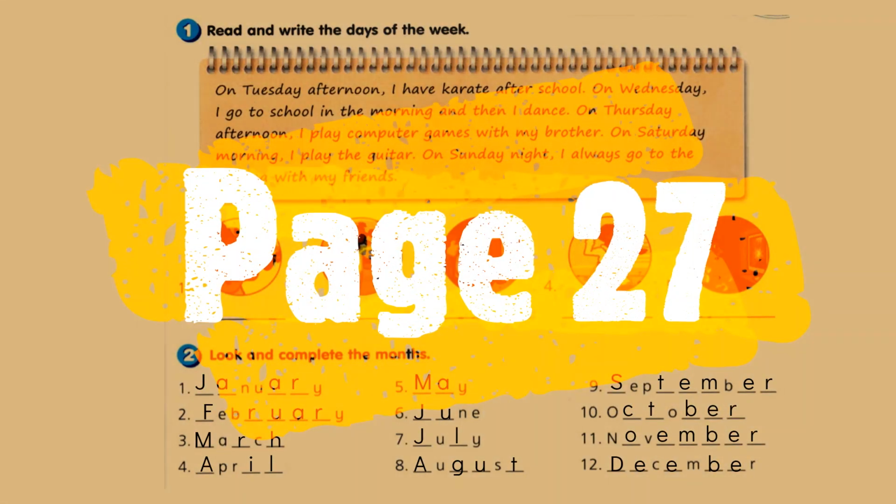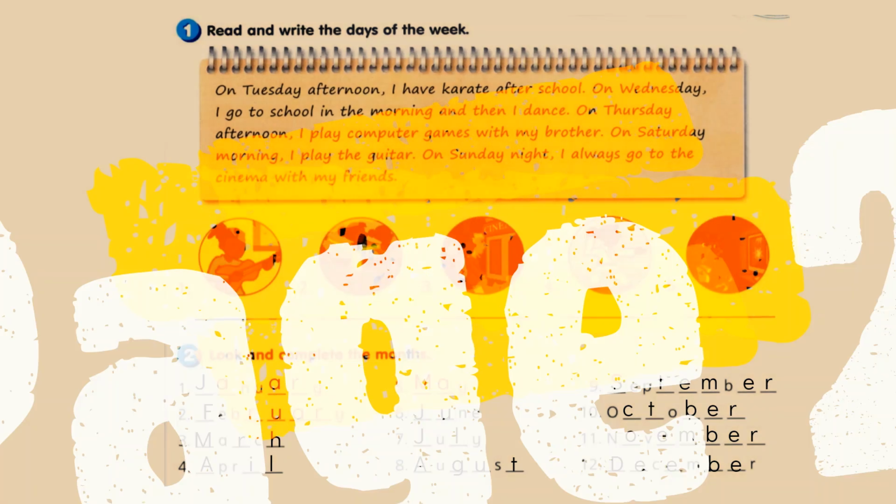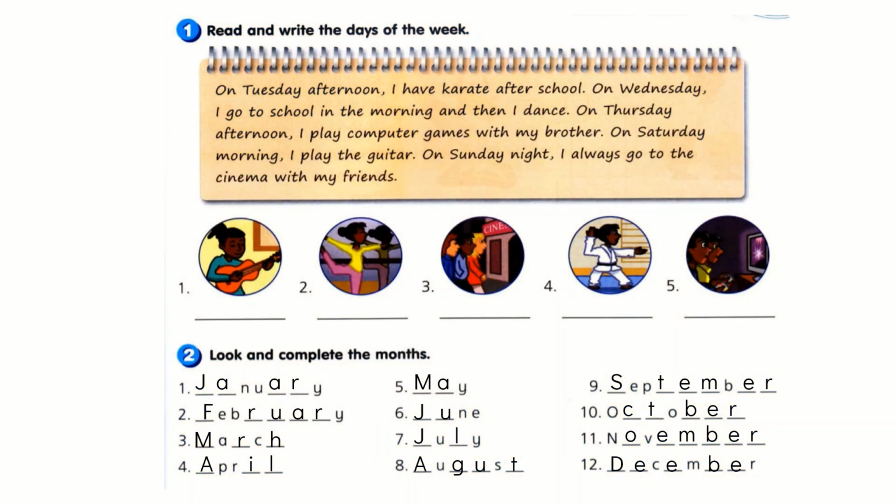Now, for the next page, Activity 1, read and write the days of the week. And for Activity 2, look and complete the months. If you have not done this yet, please pause this video to complete it first. Now, I did not bother putting the second part in animation because I hope that you have already compared this to your textbook and completed it.